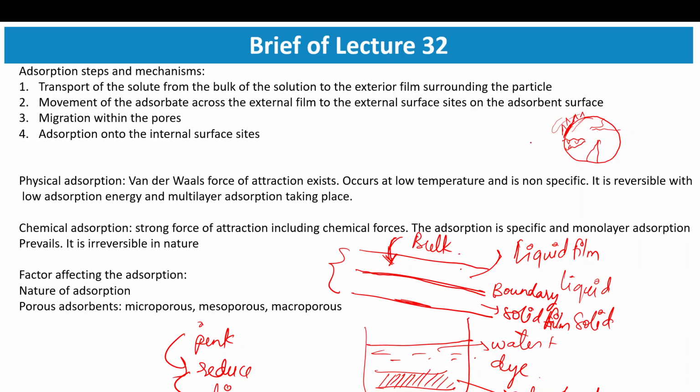Then there are chances that the active sites are also inside the pores. So it has to first travel inside the pores. So the next step will be the migration inside the pores. And lastly, adsorption onto the internal surface sites, which are nothing but the active sites inside the pores, right? So these are the steps involved in adsorption and the mechanism for it.